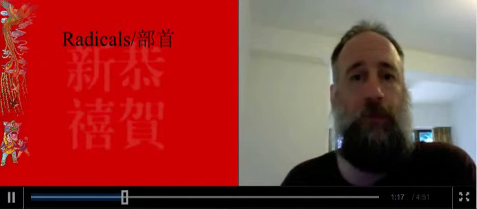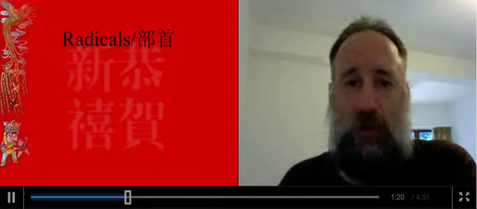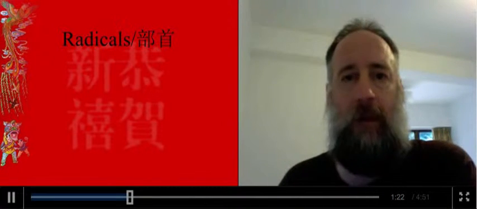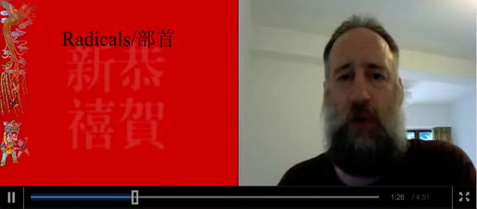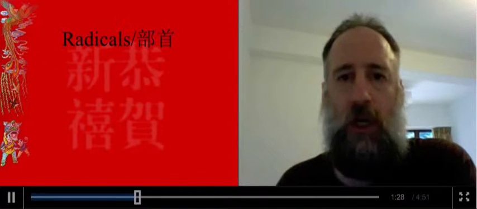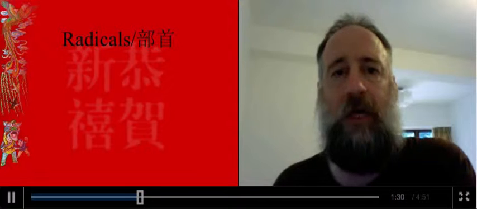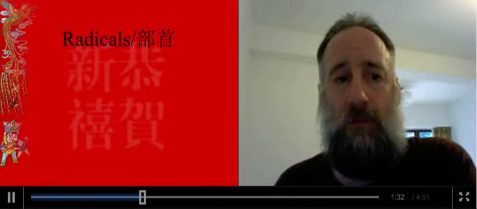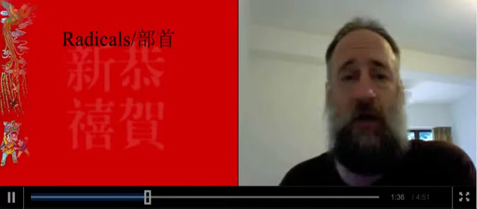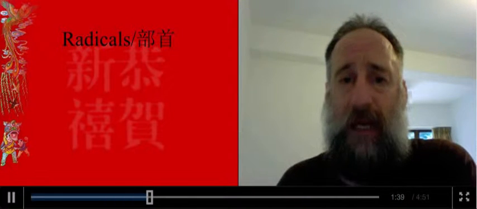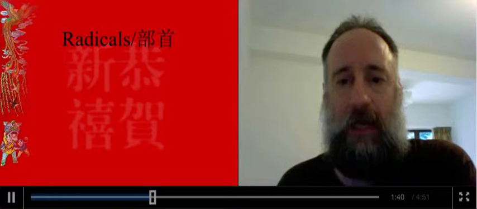Radical, 部首. You probably know, you should know by now, how radicals came about, how many there are, etc. And you probably know a lot of radicals. There are 40 to 50 really common radicals. When you learn a new character, oftentimes it helps to either pay attention to what the radical is or go and find the radical, because usually, many times, the radical provides the meaning element to the character.